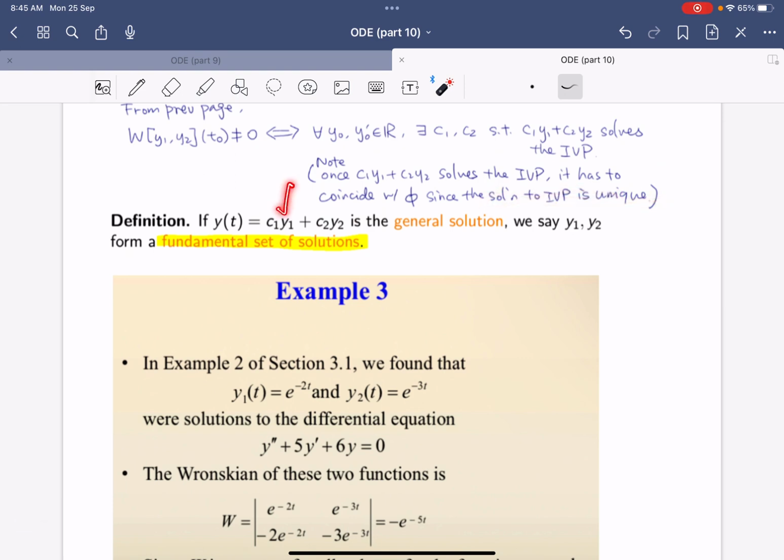It is just a combination of y1 and y2, which are the more important parts. So these are called the fundamental set of solutions.